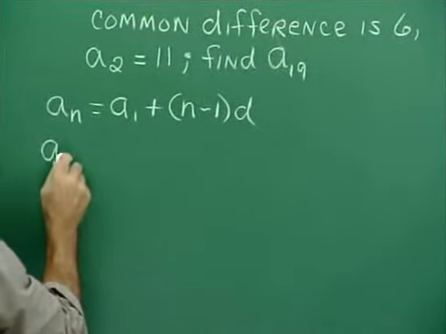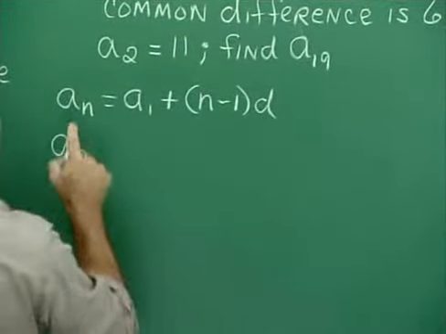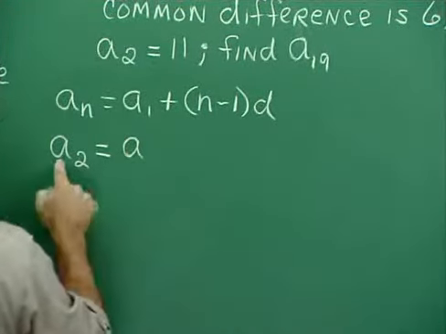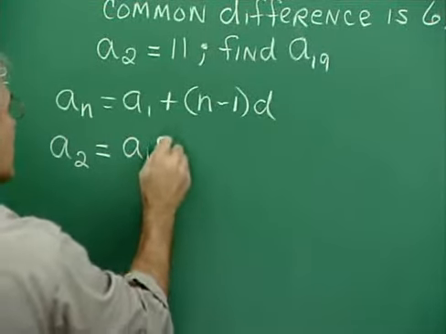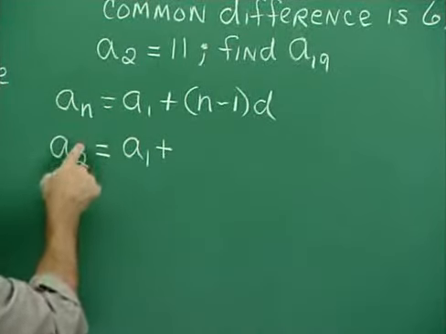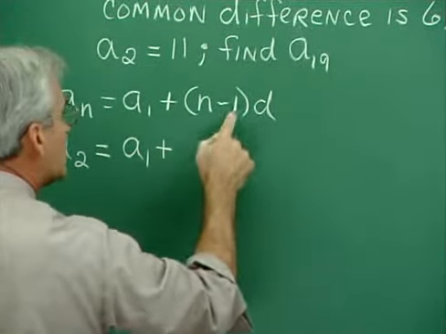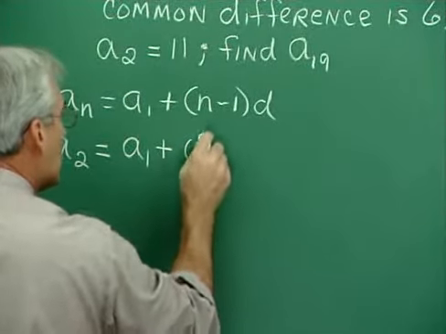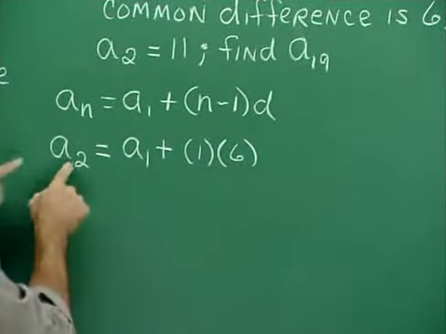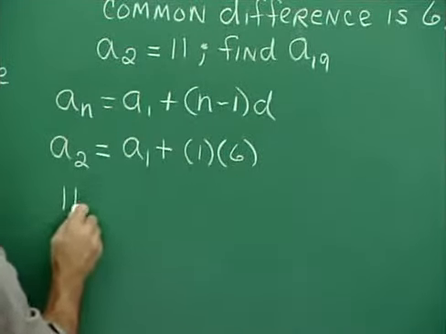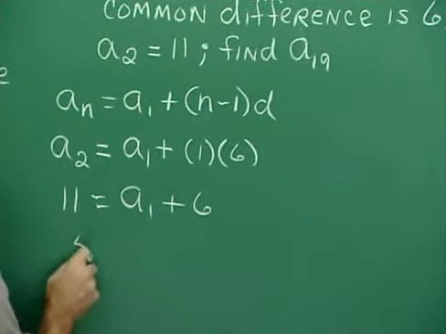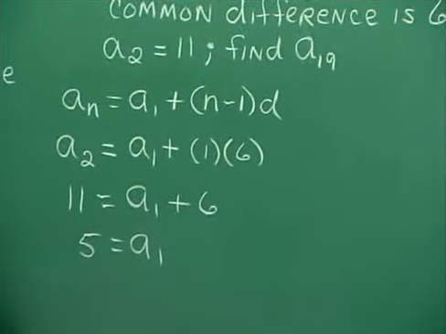It turns out that we can actually find a sub 1 like this. If a sub 2 is 11, then we know that a sub 2 is found by taking a sub 1 and adding n minus 1 differences. But n minus 1, wait a second, n is 2. So n minus 1 would be 2 minus 1, or simply 1 times the common difference, 6. Now, a sub 2 we're told is 11. So we have 11 equals a sub 1 plus 6. Subtract 6 on both sides, and we find a sub 1 to be 5 as expected.